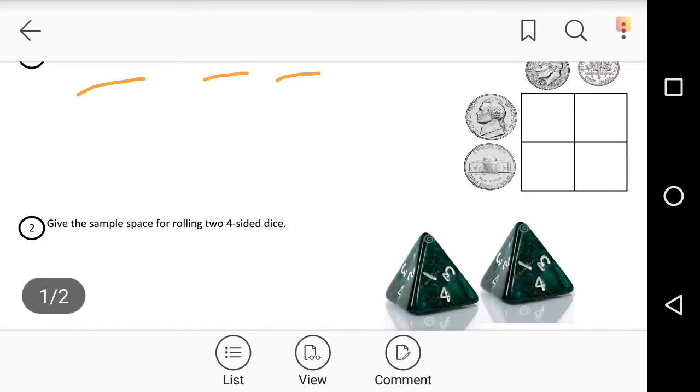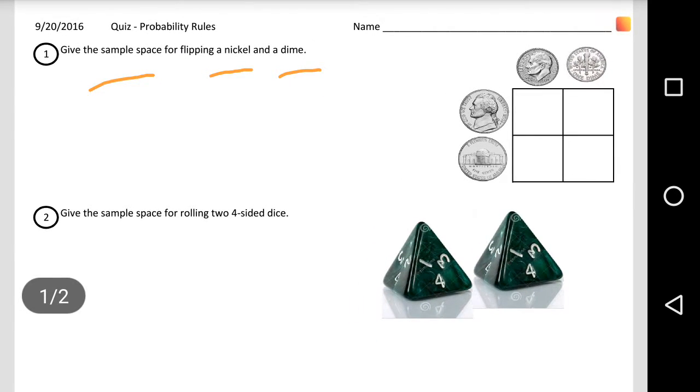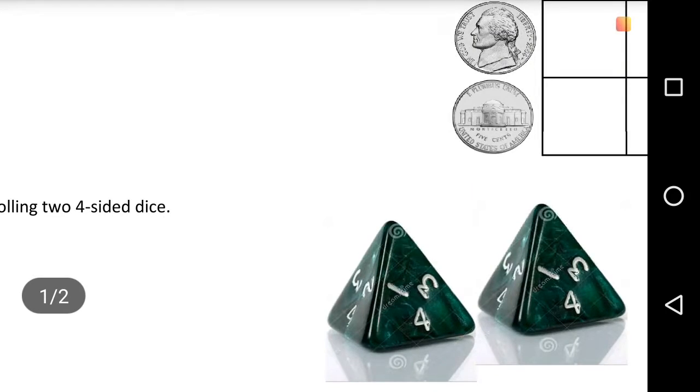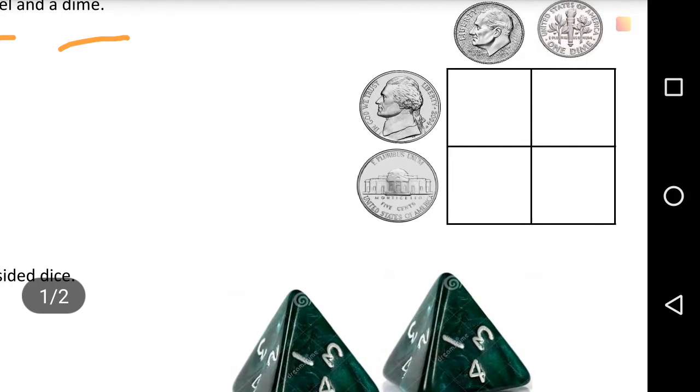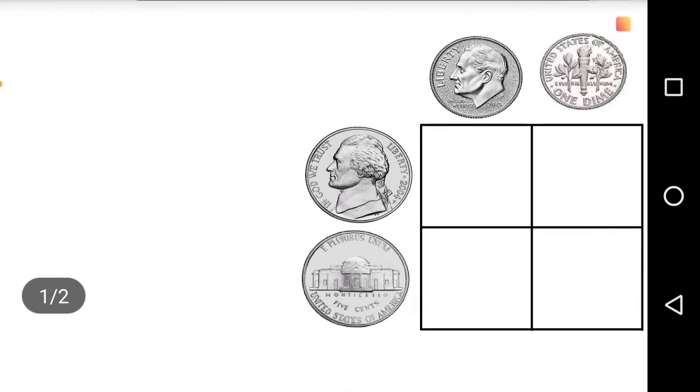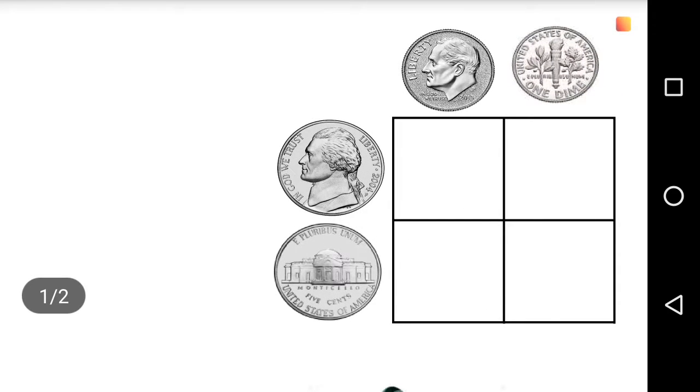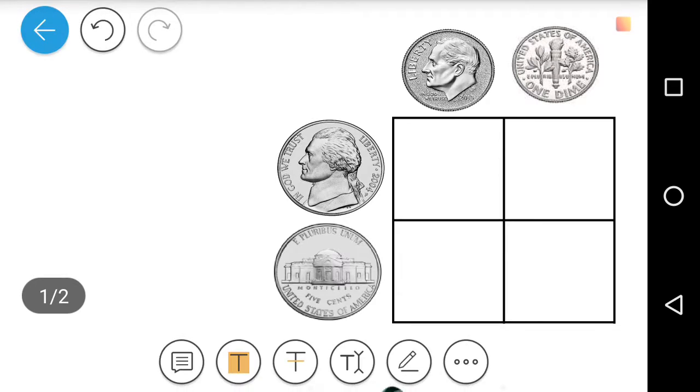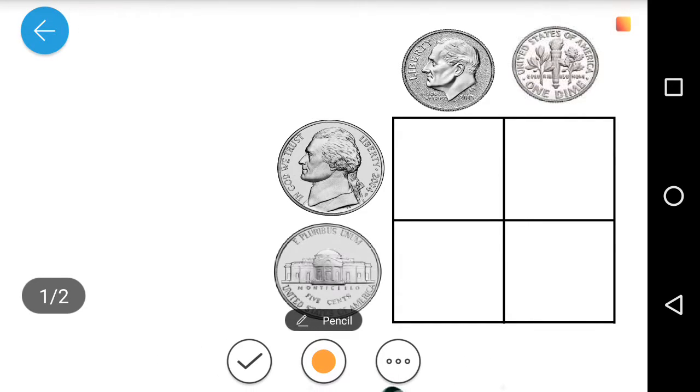First of all, I want to zoom in. You'll notice I gave you a framework for doing that. The sample space for flipping a nickel and a dime. There are two possibilities on the nickel. The first one is heads. I will represent that with an H.